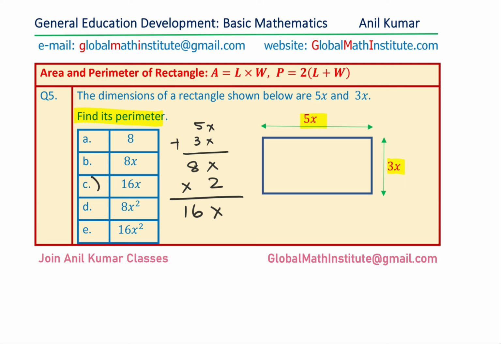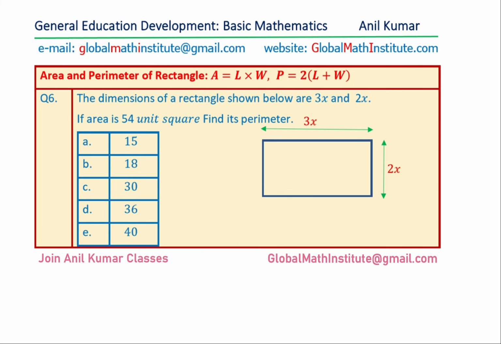So 16x is option C. That is how you can do it. Directly apply the formula and get your result. Is that clear to you? Now question number 6: the dimensions of the rectangle shown below are 3x and 2x. If the area is 54 units square, find the perimeter.